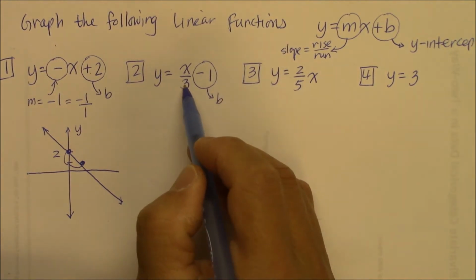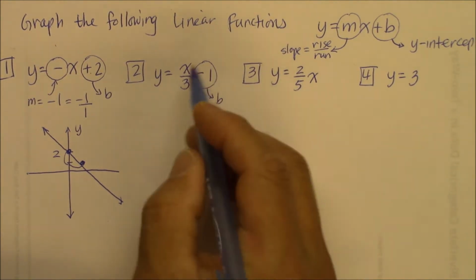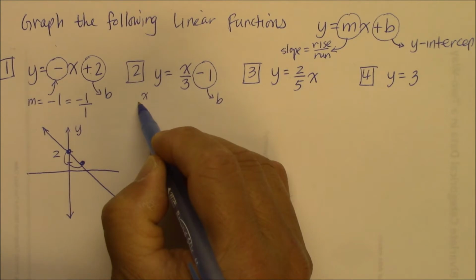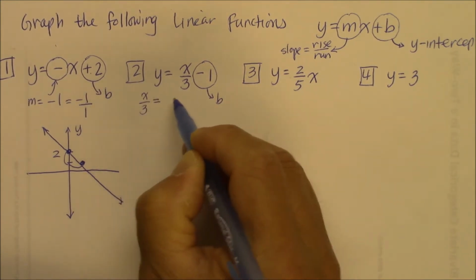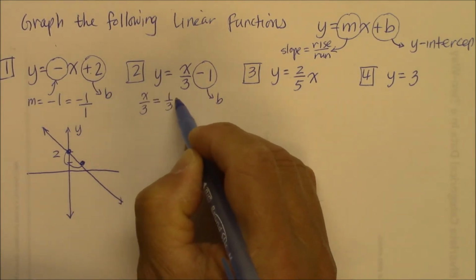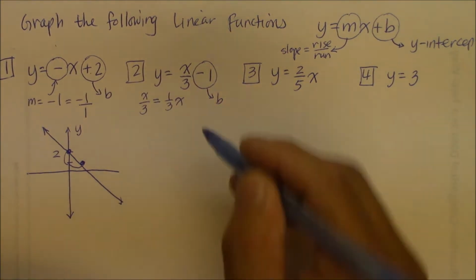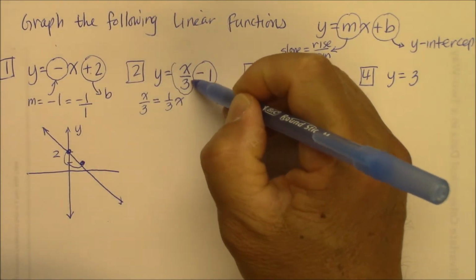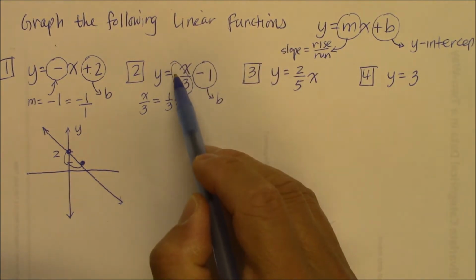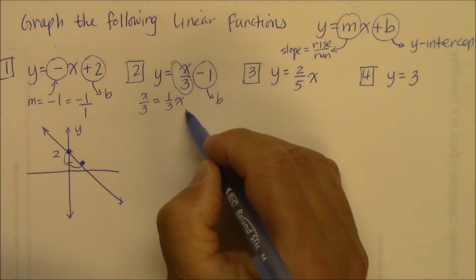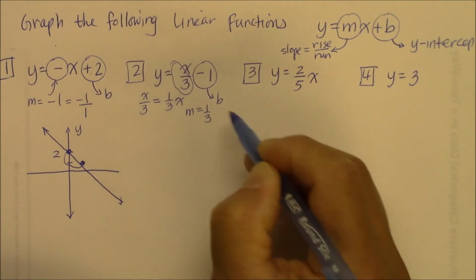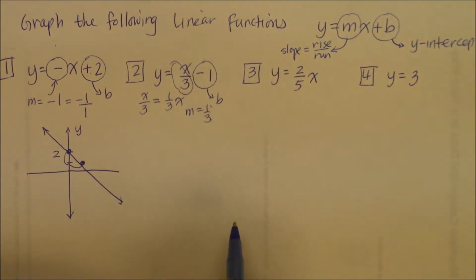Now this looks a little peculiar, but you may realize that x over 3 can be written as 1 over 3x. It means the same thing. So therefore, the slope here, even though you don't see it, there's an invisible factor 1 in front of the x. So the slope is actually 1/3, or rise over run is 1 over 3.